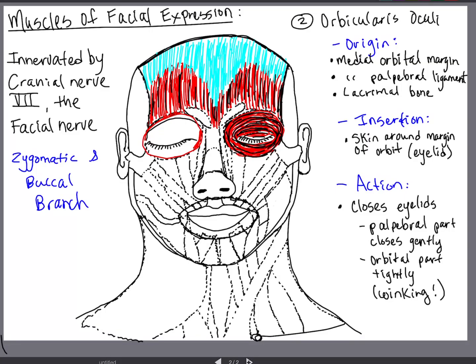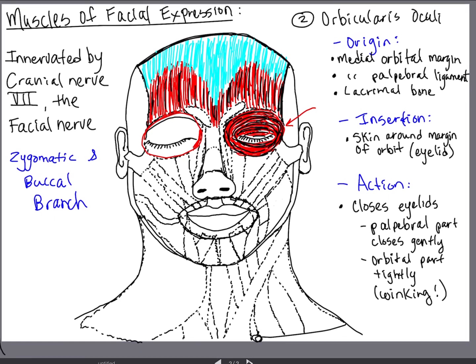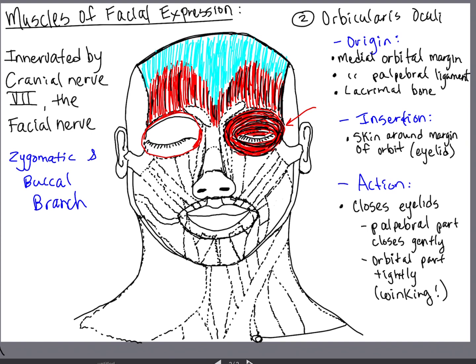Second muscle is the Orbicularis Oculi, which is this one you can see right here. The origin is on the medial orbital margin, medial palpebral ligament, and the lacrimal bone. The insertion is in the skin around the margin of the orbit, or the eyelid, in other words.